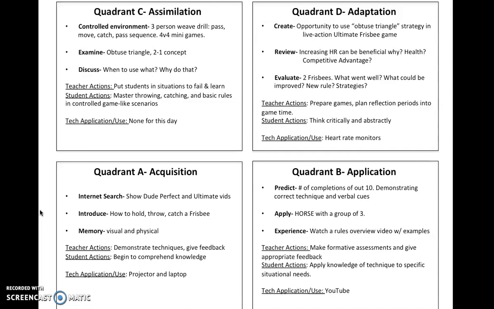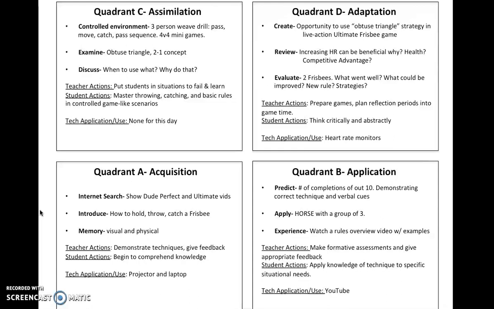All right, quadrant B, application. The teacher actions would be make formative assessments and give appropriate feedback. Student actions: apply knowledge of technique to specific situational needs. This day and these drills would be all about giving them a verbal cue. Basically, the stuff they learned and the specific terms and techniques, and giving them an opportunity to apply that to what they're doing.